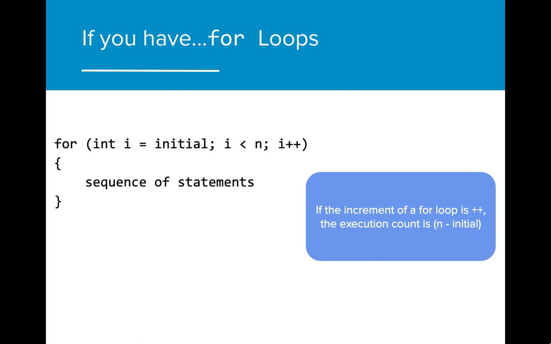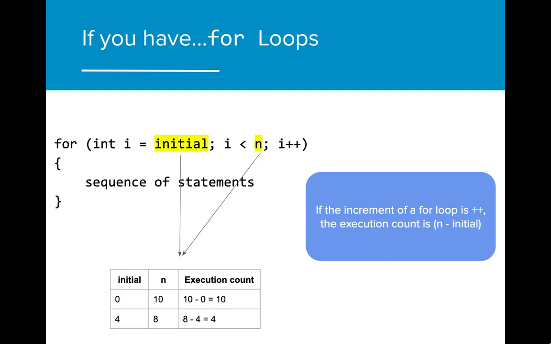If a for loop follows a standard ++ increment, we can actually calculate the execution count. In this general formula, the execution count for a for loop is n minus initial. We can subtract the value of initial from n to find the execution count, as the total number of iterations is the difference between these two values. As we can see in this chart, if i is less than 10 and i starts at 0, the total iterations will be 10.